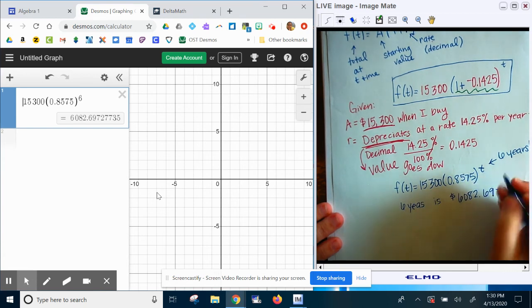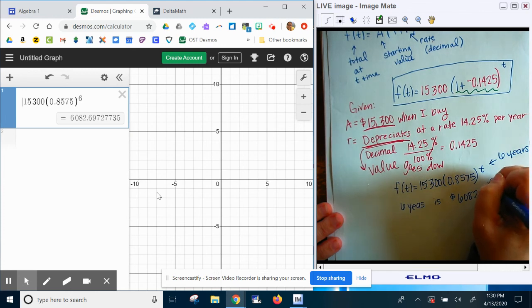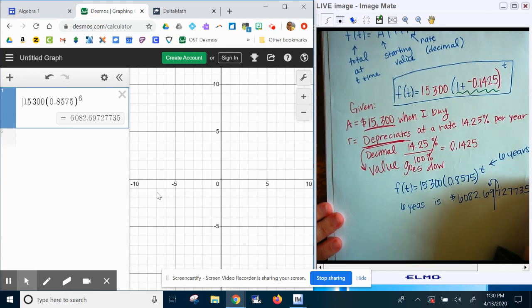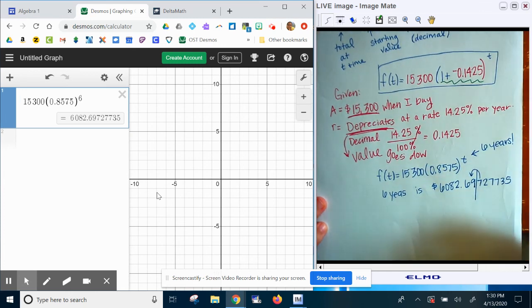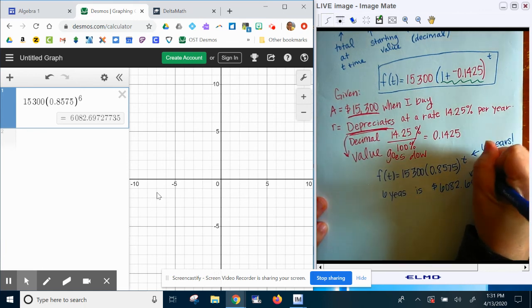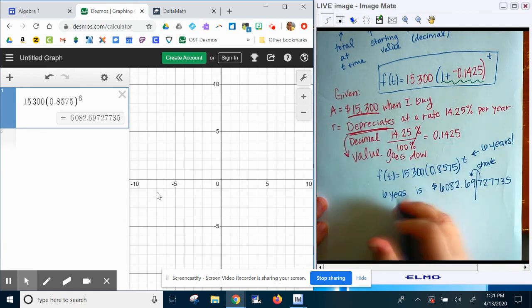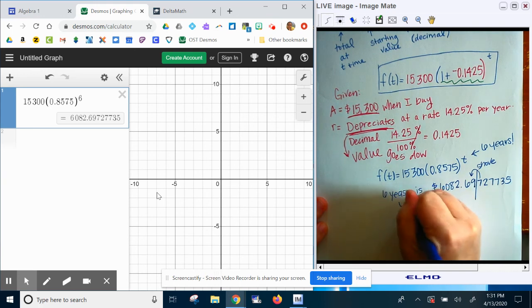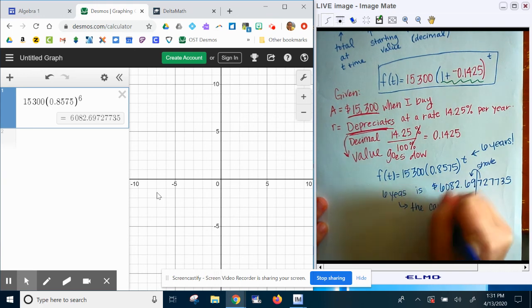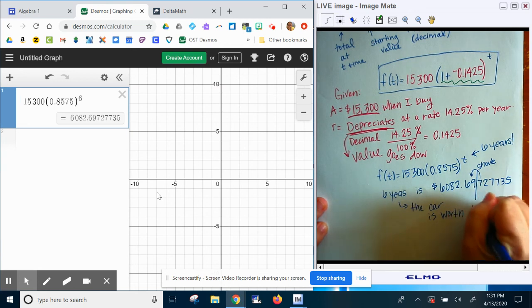6082.69727735. Now it said the nearest cent. So this is where the cent cuts off. And I look at the 7: 4 or below, let it go; 5 or above, give it a shove. So because the 7 is above 5, I'm going to shove it. So after 6 years, the car is worth $6,082.70.